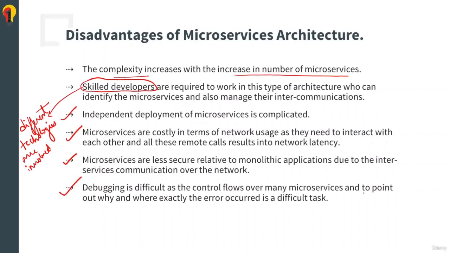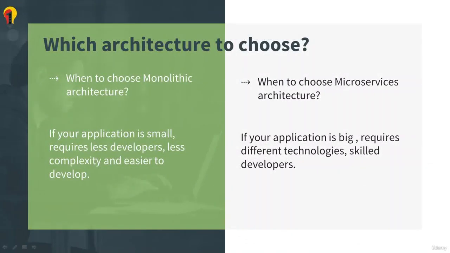So, if you ask me which is the better one, I would say that each architecture has its own use case. If your application is small, it requires fewer developers, and you're looking for a faster way to deploy with less complexity, you can go for monolithic architecture. But if your application is very big, like Netflix or Amazon, then I prefer you go with microservices architecture. Thank you so much.